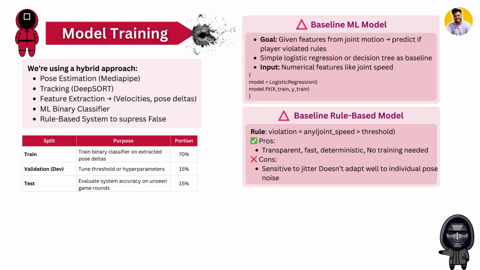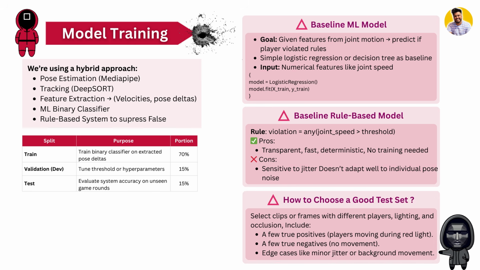And for the rule-based model, the rule means violation is equal to any joint movement that is greater than some threshold. For this, the pros are that it is transparent, fast, and deterministic, but the cons are it is sensitive to jitters. So that's why we need the ML model here. That ML model can work with the rule-based model to not give us the false positive examples here.